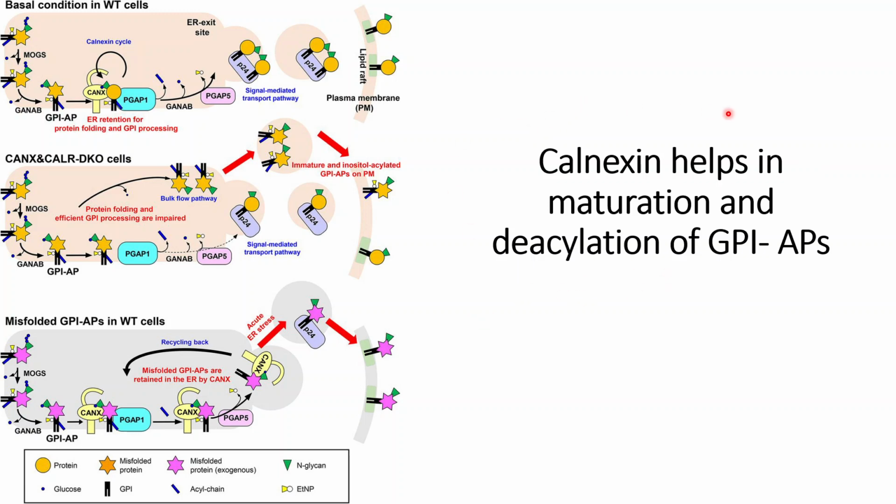Today we will discuss a new topic about Calnexin, and that is how Calnexin helps in maturation and deacylation of these GPI-APs. The GPI-APs are expressed on the cell membrane, and we have understood so far from our previous videos that the Calnexin and calreticulin cycle helps in properly folding the glycoproteins that are expressed in the endoplasmic reticulum. So that was the general overview about the Calnexin and calreticulin cycle.